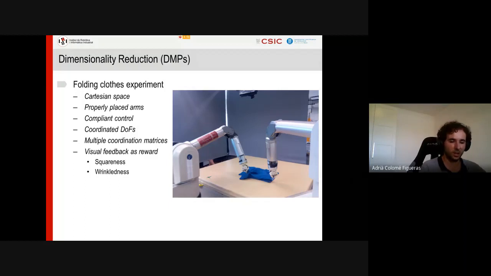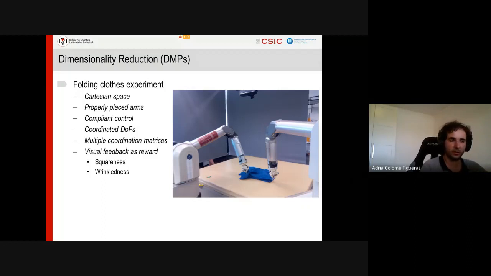So the state was of dimension 12, because x, y, z and orientation of each one of the two arms. We analyzed how to place the two arms given the restriction that we had to mount them on a table or on a fixed support, and we used this feed-forward controller that I talked about to have a compliant behavior and not stretch the clothing too much.